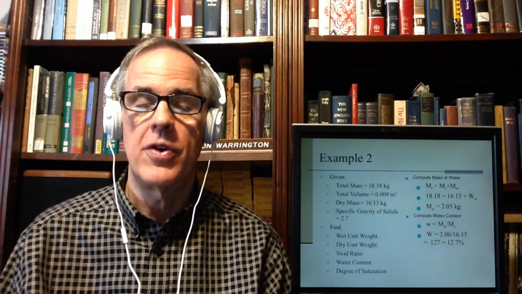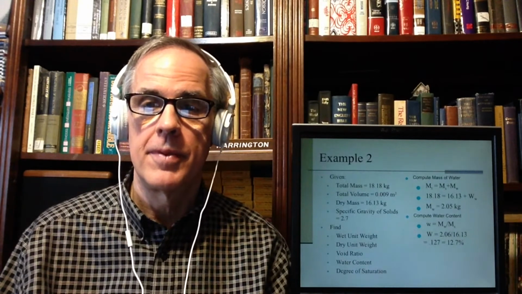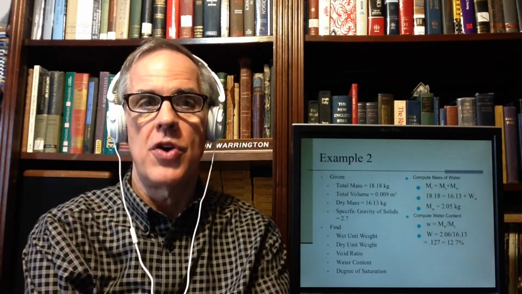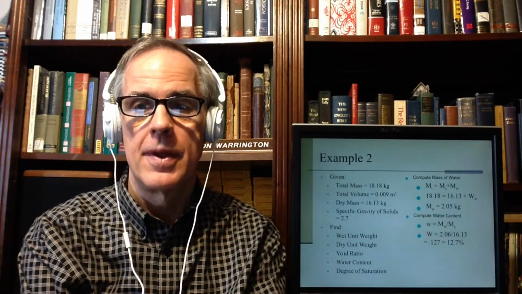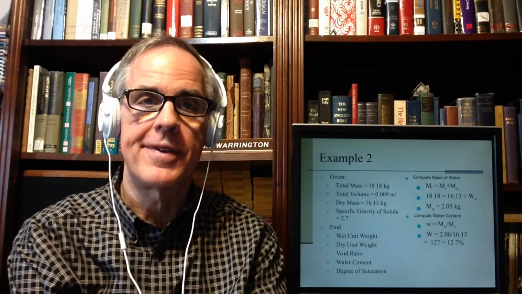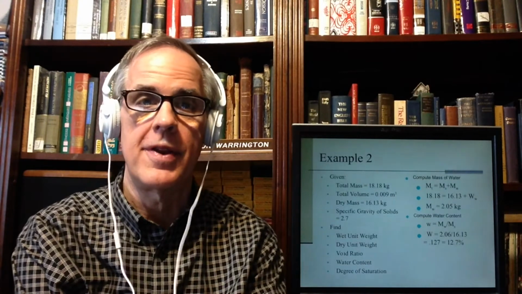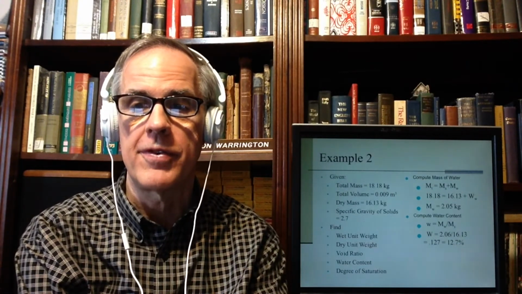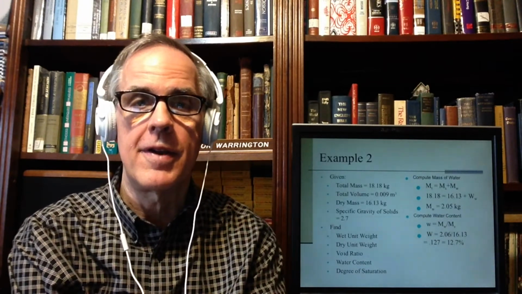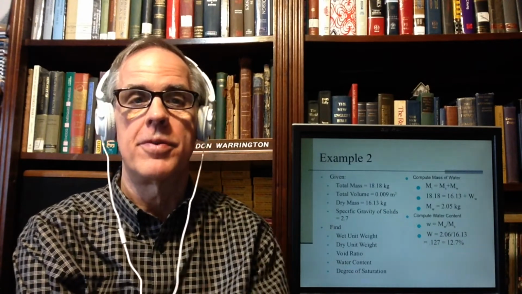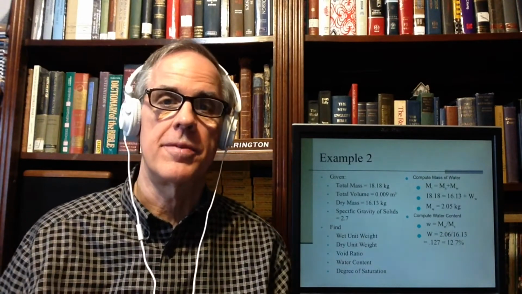That's a lot. First, compute the mass of the water. One of the problems you run into is knowing where to start with problems like this. The total mass is equal to the mass of the solids plus the mass of the water, like we said in the beginning. So we subtract the dry mass from the total mass, just like we did in the last problem, to get the mass of water, 2.05 kilos. Then we compute the water content by dividing that by the mass of the solids, or the dry mass, to get 12.7%. That's our first result.